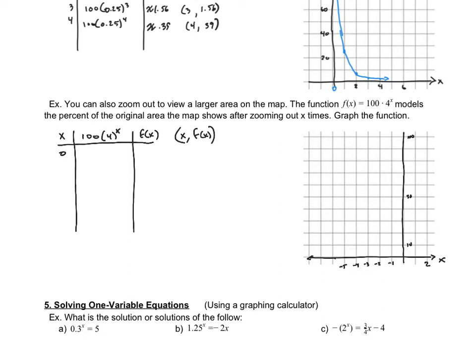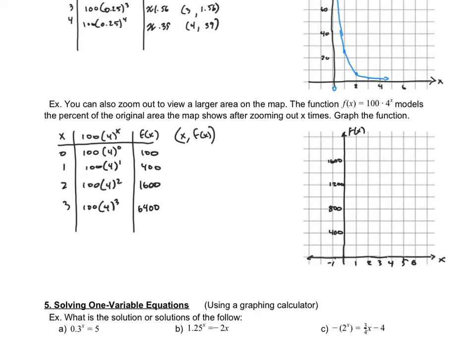If we start off at 0, we know that we would have 100 times 4 to the 0 power, which is going to give me 100. And let's see here, 1 is going to be 100 times 4 to the 1, which is going to be 400. For 2, we have 100 times 4 to the second, which is 16 times 100, which is 1,600. And then 100 times 4 to the third, which I believe is 64 times 100, which is 6,400.